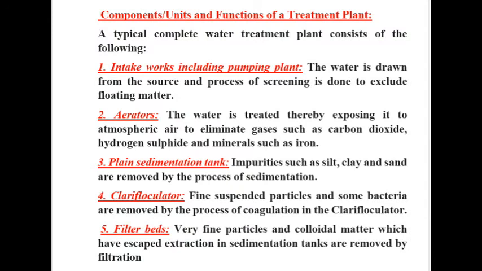Components and functions of a treatment plant. A typical complete water treatment plant consists of the following. First one is intake works including pumping plant. The water is drawn from the source and the process of screening is done to exclude floating matters. Second is aerator. The water is treated by exposing it to the atmospheric air to eliminate gases such as carbon dioxide, hydrogen sulfide and minerals such as iron.